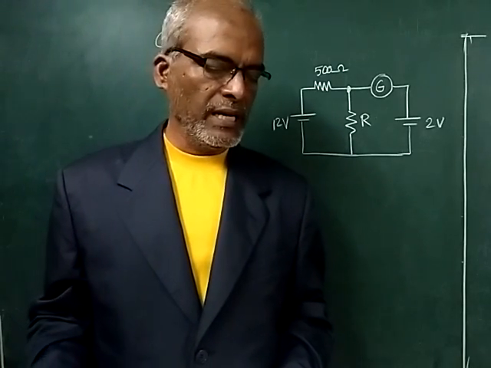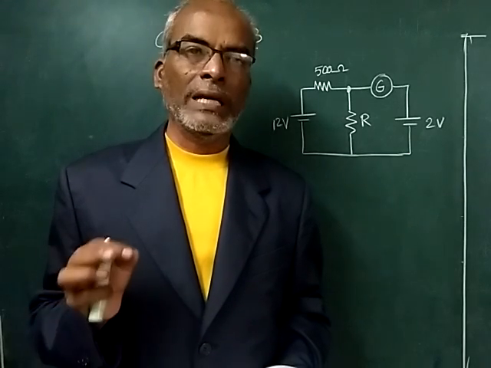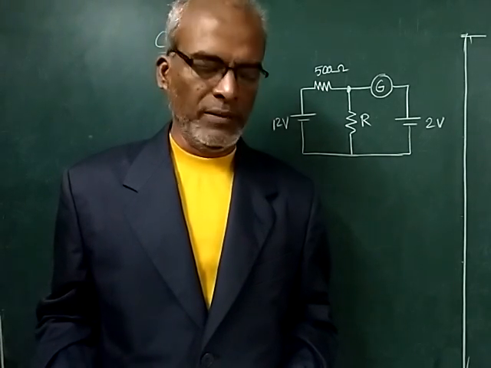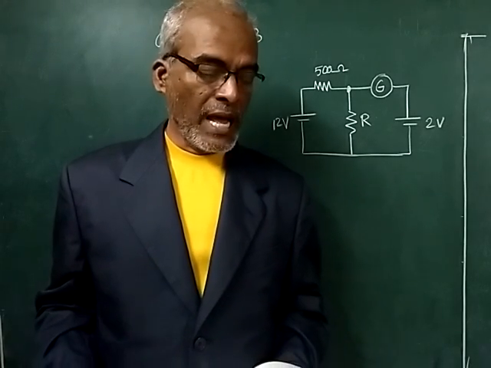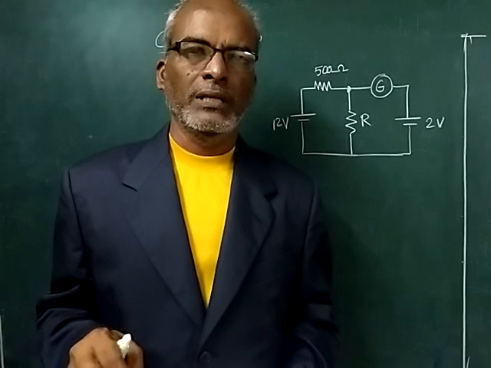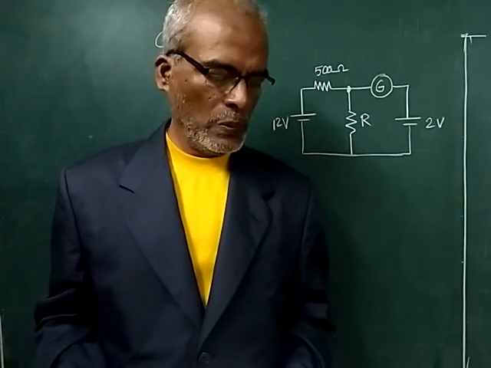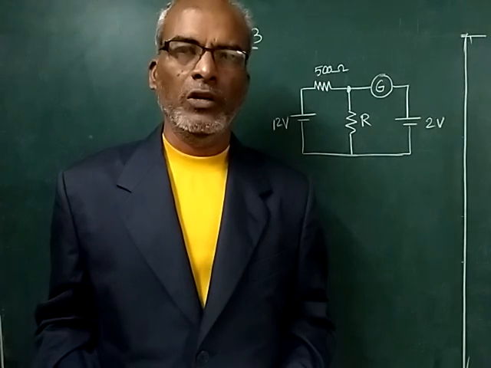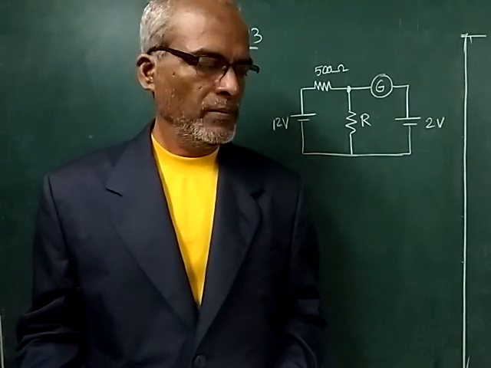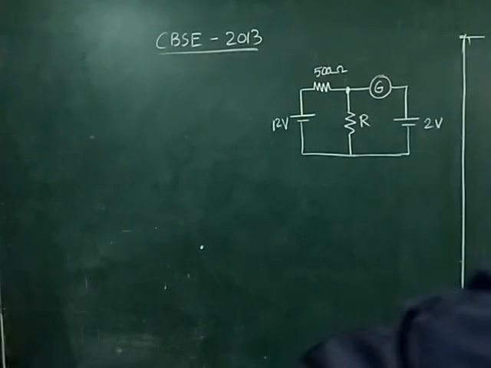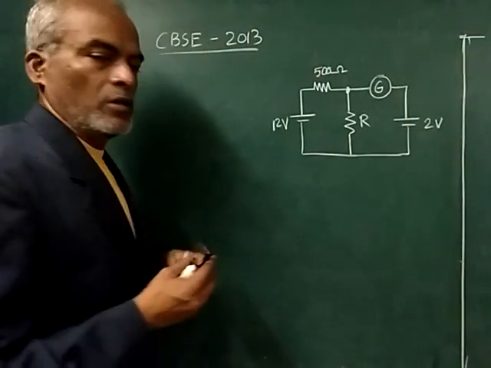So the given data is the current through the galvanometer is 0 microamps. And the internal resistance of the battery is negligible. That means we can assume it as 0. If that is the case, then we have to find the value of the unknown resistance R. So this is the question. Okay, how to solve this problem?